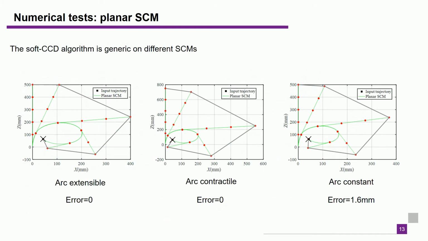In addition, for the same target position in the first quadrant, we also tested the center arc contractile and constant planar SCMs respectively. The results show that the Soft-CCD algorithm is generic on different SCMs. The error of the contractile one is also 0. However, the error of the constant one is 1.6 mm. This is due to the flexibility of the center arc constant SCM being worse than the other 2 types, for lacking an axial degree of freedom.